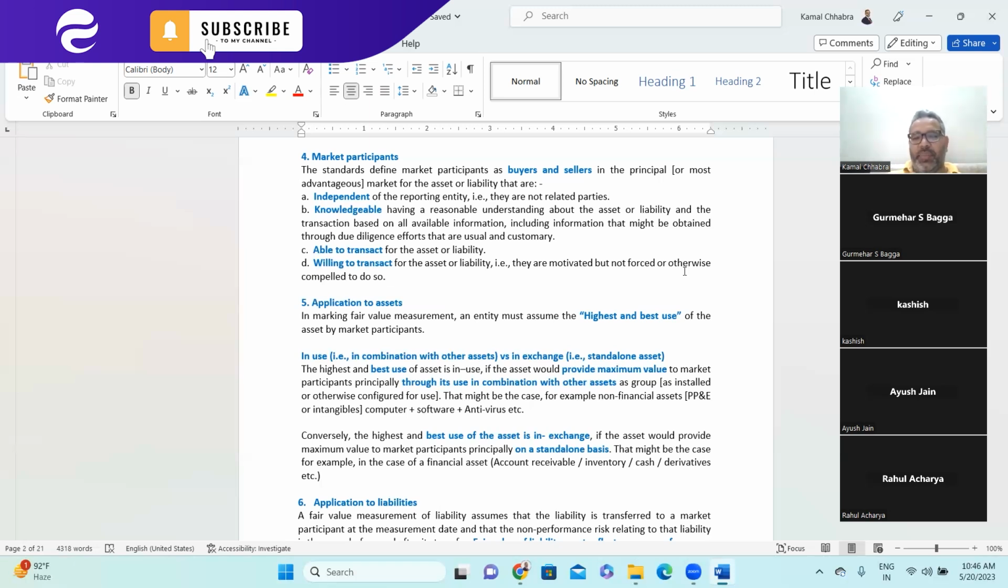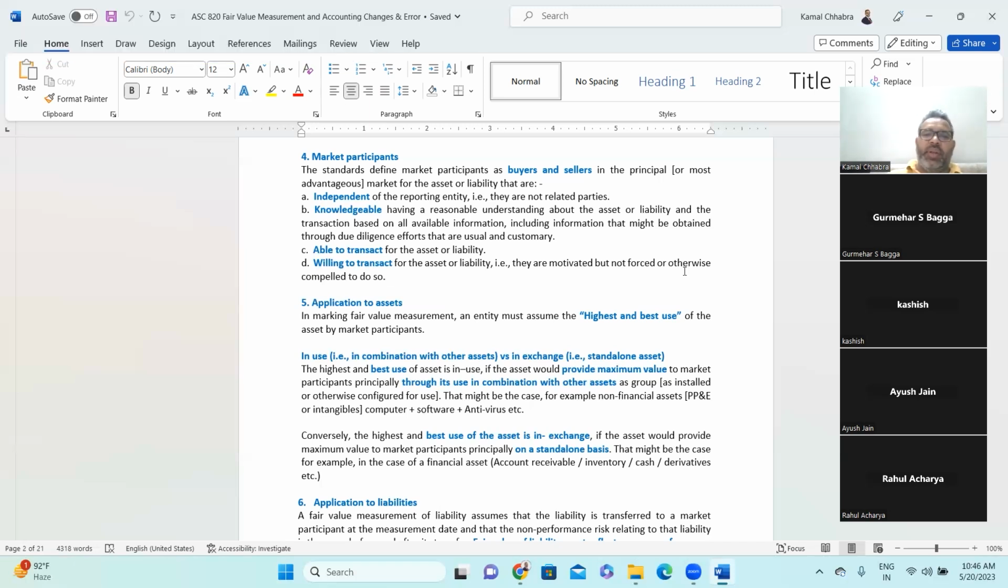Right. More or less, principally what you have shared is absolutely right. So here also, being able to transact the asset and liability is very important. The person who is entering into a contract for sale or purchase must be able to do so, right? It should not be a minor, it should not be an insane person, and it should not be, say, an agent. Sometimes there may be a situation where an agent showcases himself or herself as a principal, whereas he or she does not have any authority to sign certain documents or to make the contract on behalf of the principal, right? Last one is willing to transact the asset and liability. They are motivated but not forced or otherwise compelled to do so.